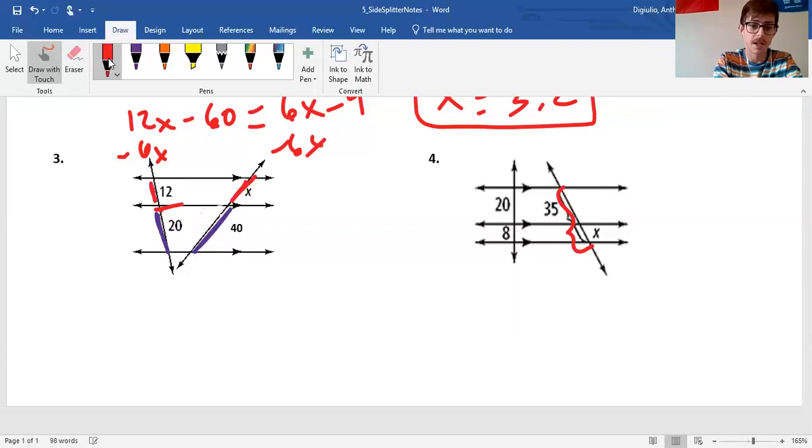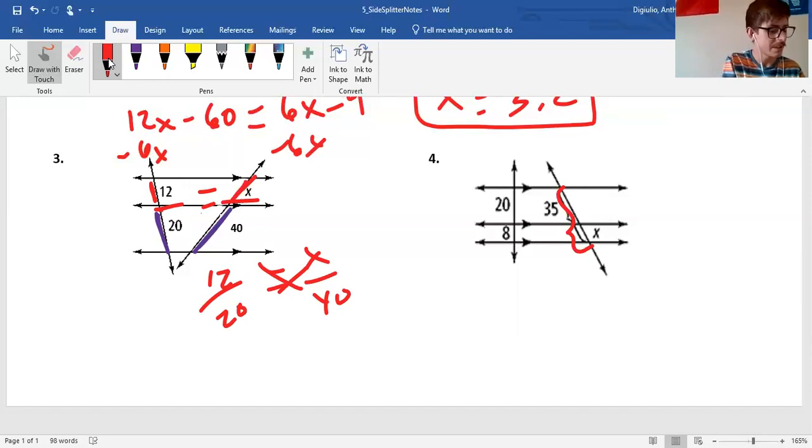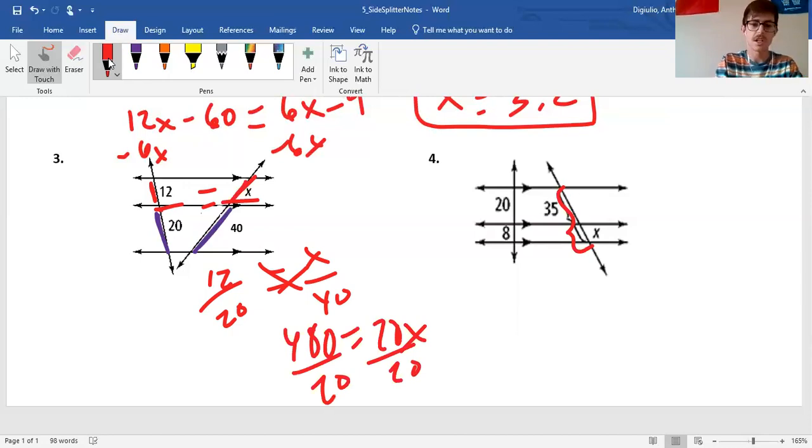I can just put my lines under there, set that up as my proportion, and then I can go ahead and solve that. So I got 12 over 20 equals x over 40. I can cross multiply it. I should have done that in a different color. Sorry about that. So I end up getting 480 equals 20x. To get x by itself, I'm going to divide each side by 20, and I should end up getting that x equals 24.